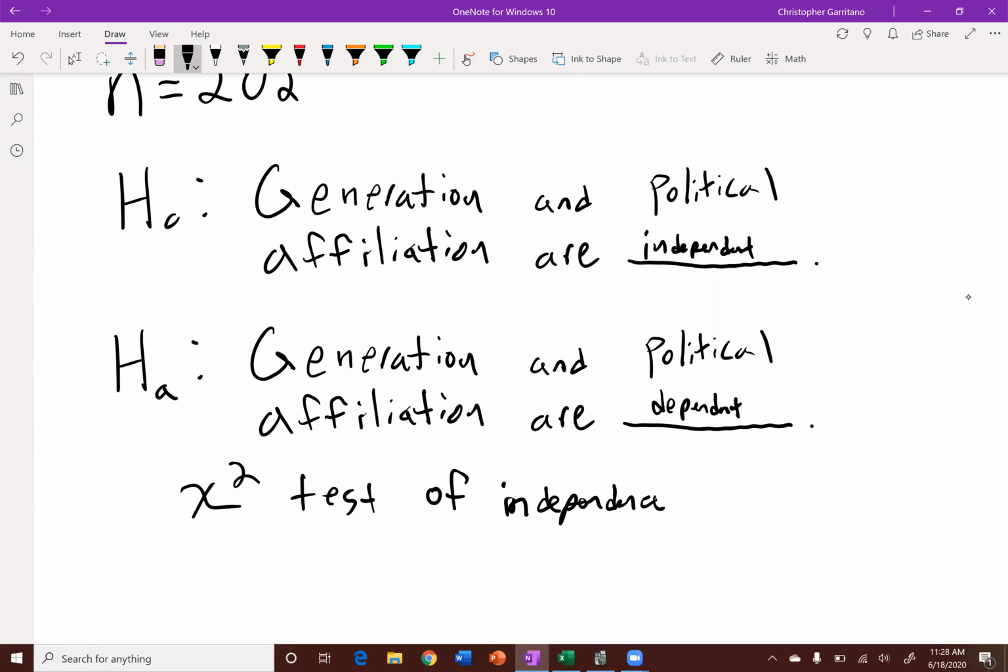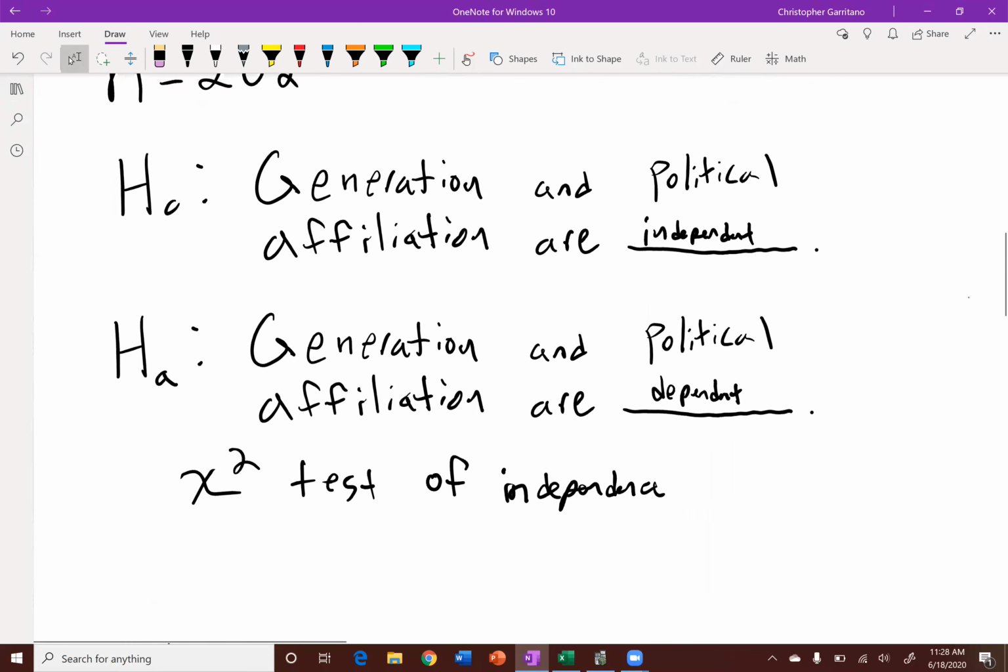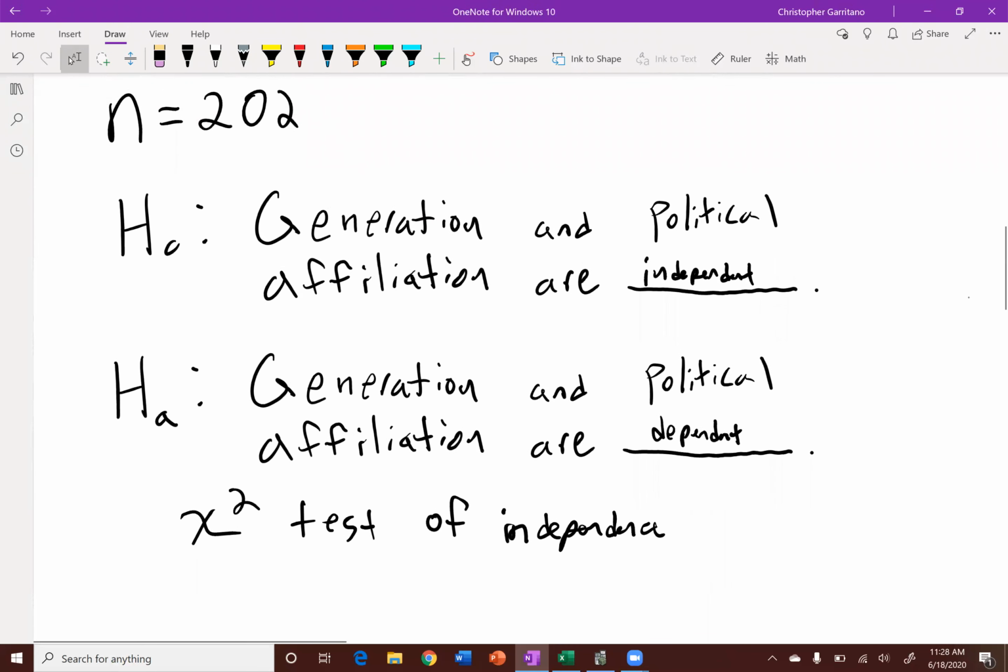All right. Now, the conditions, again, I'll leave that up to you, but they are identical to the chi-square test of homogeneity. And again, if you've been following along throughout the year, you probably have a pretty good sense as to what the conditions are.